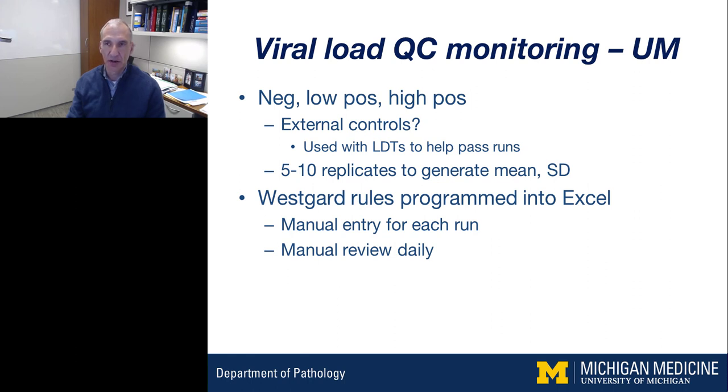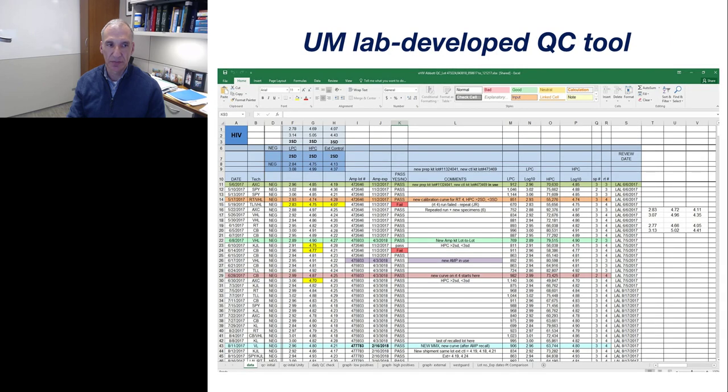In establishing our expected data that we would monitor, for all of these controls, the quantitative values, we would generate 5 to 10 replicates, or use 5 to 10 replicates to generate a mean and standard deviations to then start to put in place the evaluation of the rules that we would use for monitoring that data. And we program Westgard rules into an Excel spreadsheet, which I'll show you in a moment. But it requires manual entry for each run and manual review on a daily basis.